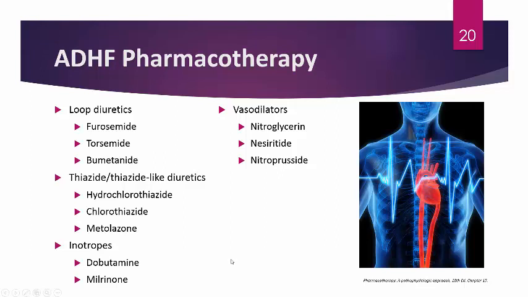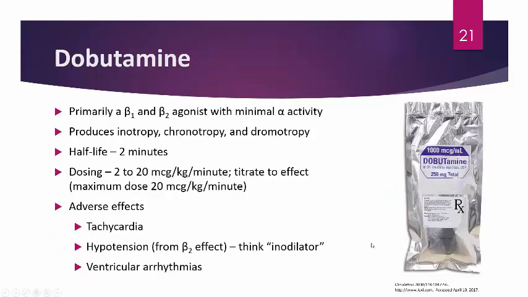The next set of agents we will talk about in ADHF pharmacotherapy are the inotropes, dobutamine and milrinone. So we'll start out with dobutamine. So similar to a lot of the other vasopressors that we talked about, dobutamine is a catecholamine agent, and it primarily activates beta 1 and beta 2, and it has minimal alpha activity.